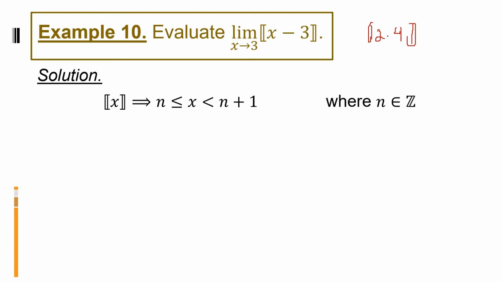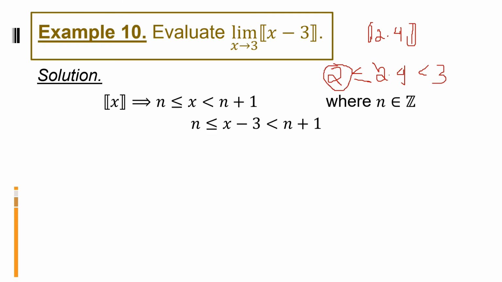Ano ba yung less than kay 2.4 na integer? So, 2.4 is greater than or equal to 2, but less than 3. And the greatest integer there is 2. Using that definition, then we know that x minus 3 is greater than or equal to n, but less than n plus 1. Ngayon, kapag itong negative 3 dito, transpose natin to both sides, then we have x is greater than or equal to n plus 3, but less than n plus 4.